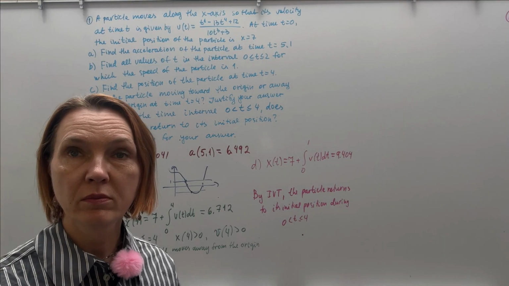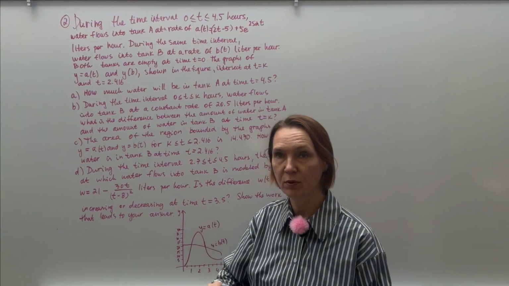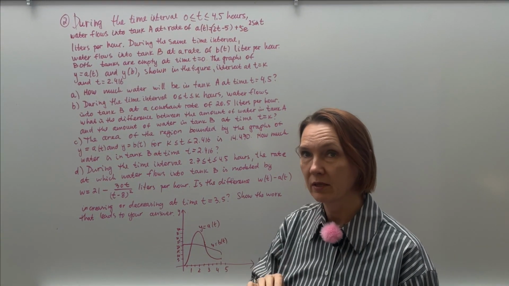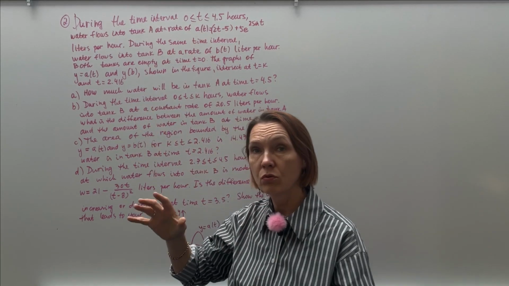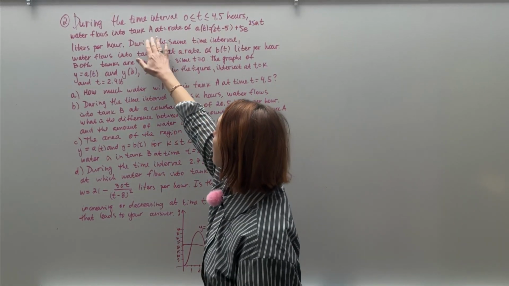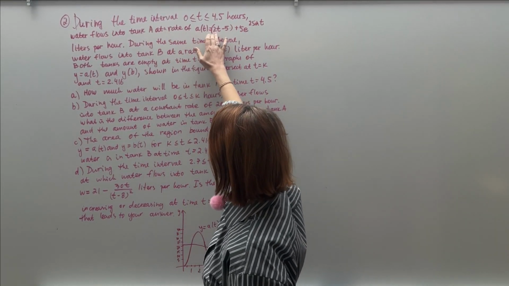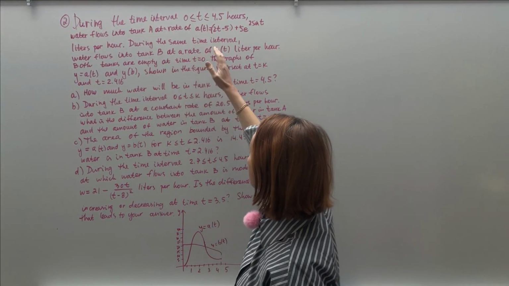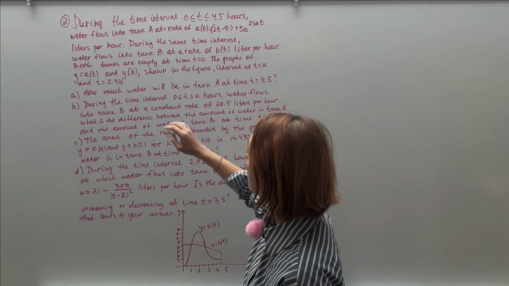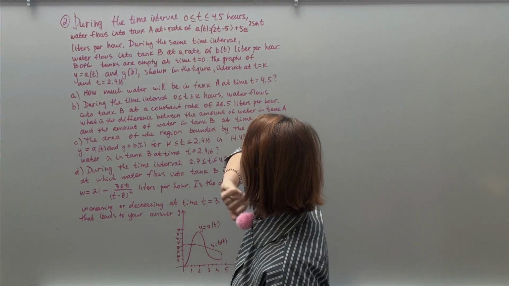And that's our problem 1. In this second problem, lots of words, but let me walk you through this. We are given a time interval. We're given 2 tanks of water. Water flows into tank A at a given rate. At the same time interval, water flows into tank B at some other rate. We don't know what it is. Both tanks are empty at time t equals 0.